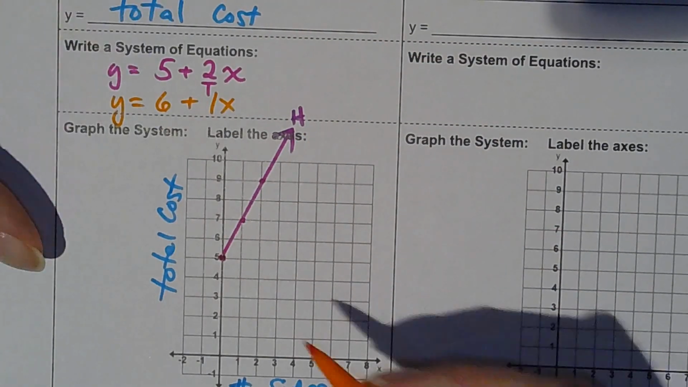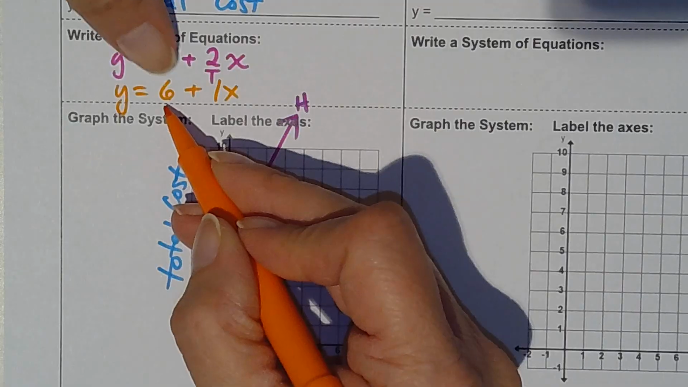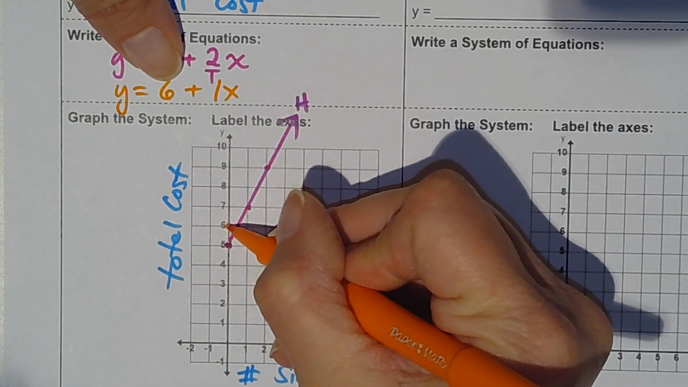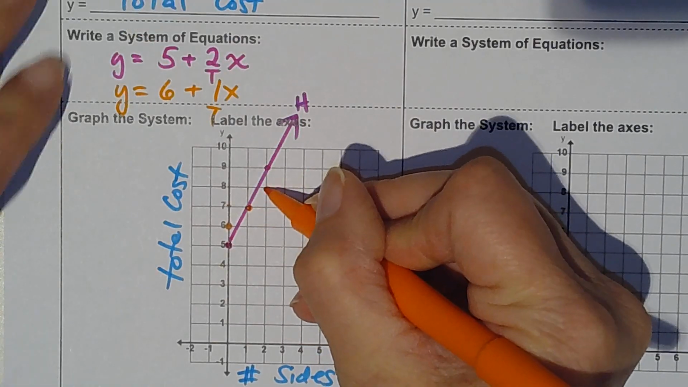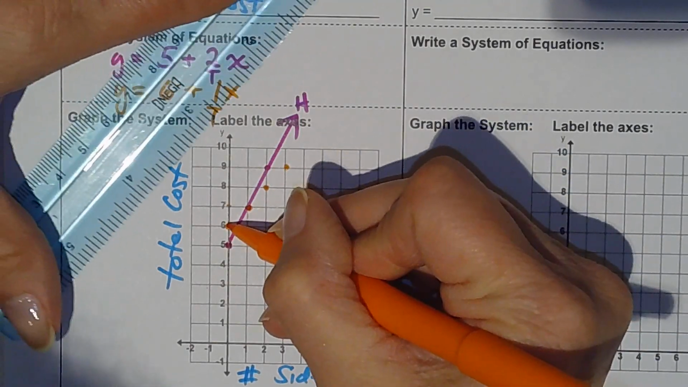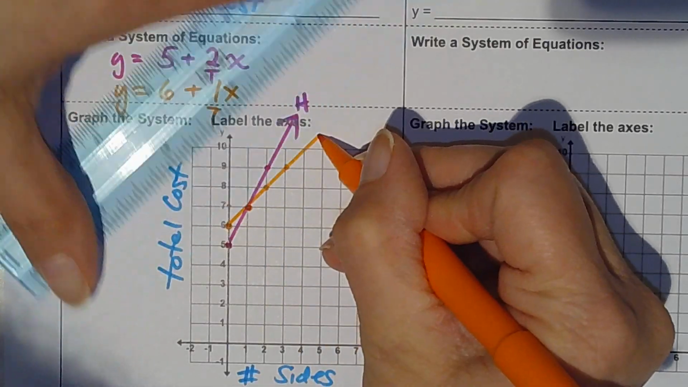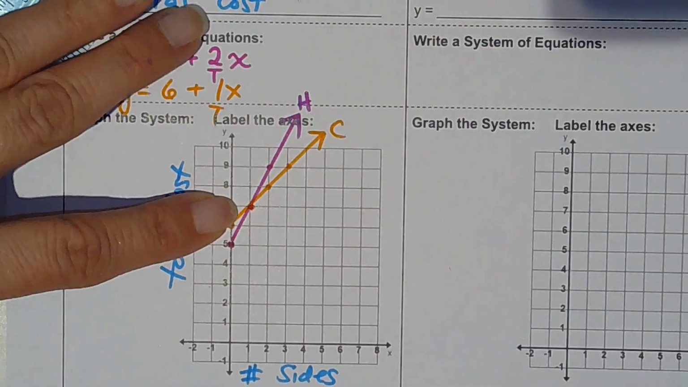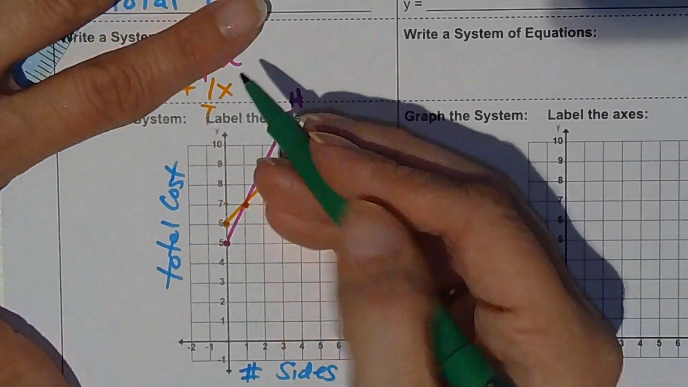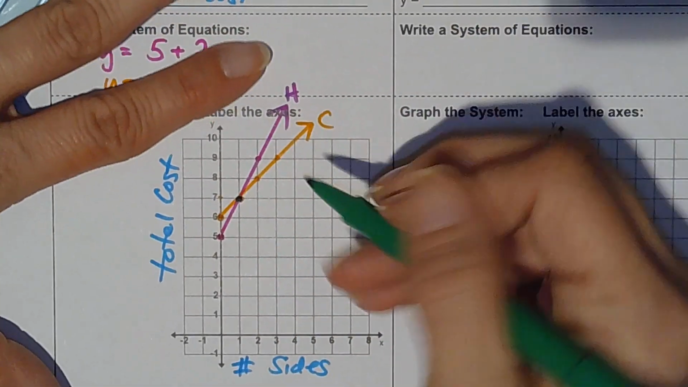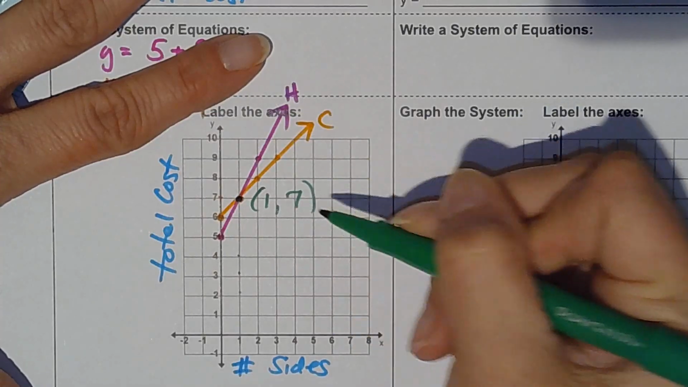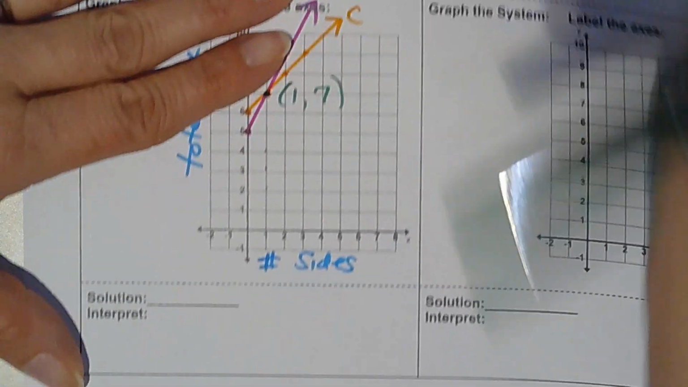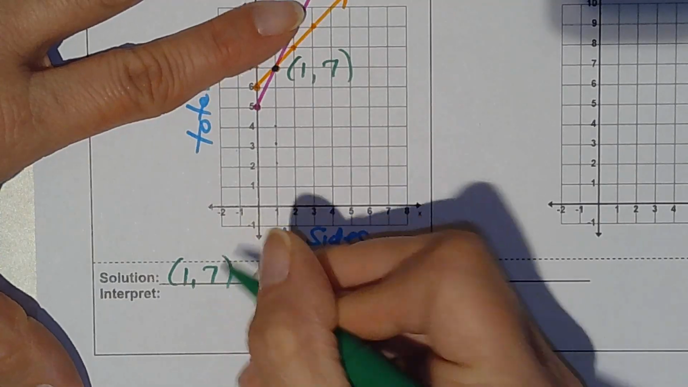And what about the cheeseburger meal? This equation starts at 6 of a y-intercept, up 1 over 1, up 1 over 1, up 1 over 1. And so winner, winner, I just found the point they have in common. This is the solution. The point is 1, 7. So the solution point is 1, 7.